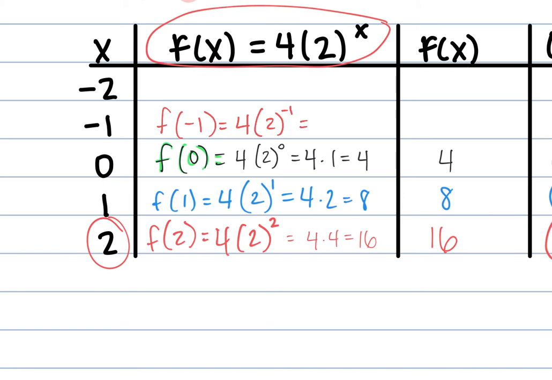And it's going to be 1 over 2 to the first power? Yeah. So it's going to be 4 times 2 to the negative first power is just 1 over 2, right?